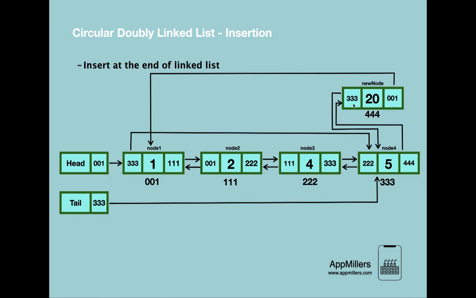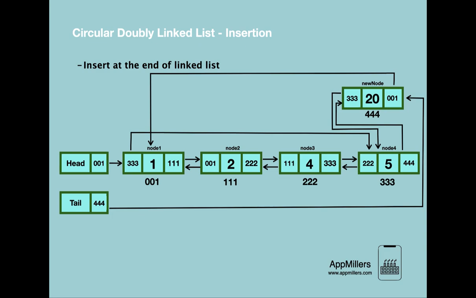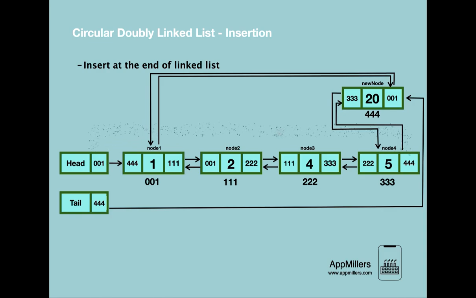Then the next step is we need to update the tail reference to point to this new node. If we update the tail reference to 444, it will create a link between the tail and the new node, and the link from the tail to node 4 gets deleted. And finally, we need to create a reverse link from node 1 to the new node. Because now the new node is the last node in our circular double linked list, and we know that the first node has to point to the last node. So by updating the first node's previous reference to 444, which is the physical location of the new node, we create a link between them. And by creating this link, the link from node 1 to node 4 gets deleted. And with this, we have successfully inserted a new node at the end of the circular double linked list.